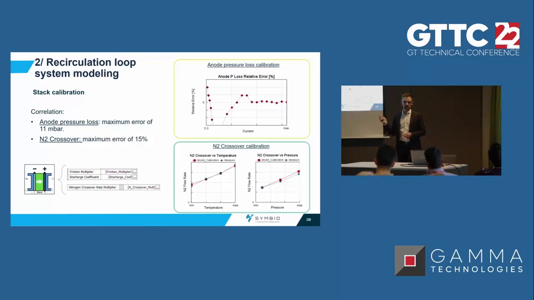For nitrogen crossovers, we wanted to assess the sensitivity of the model to a pressure change, to a temperature change, and to humidity variations. So here you can see sensitivity plots towards temperature and pressure. And after the calibration, the model correlates really well to measurement, especially for temperature variation. We can see that we are really close to measurements, which is very satisfying.